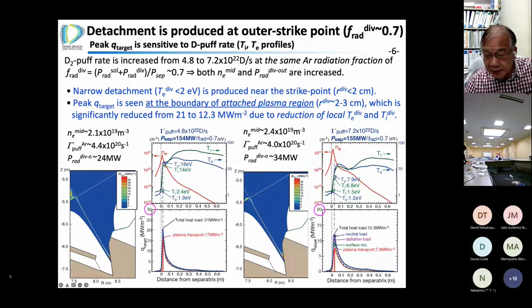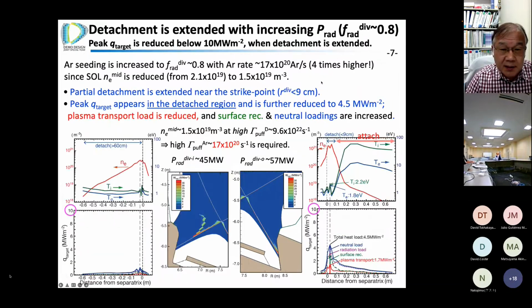The total heat flux is 12 megawatt per square meter, like here. But still the detachment region is very narrow for the 70% radiation case. The next case is the 80% radiation case.